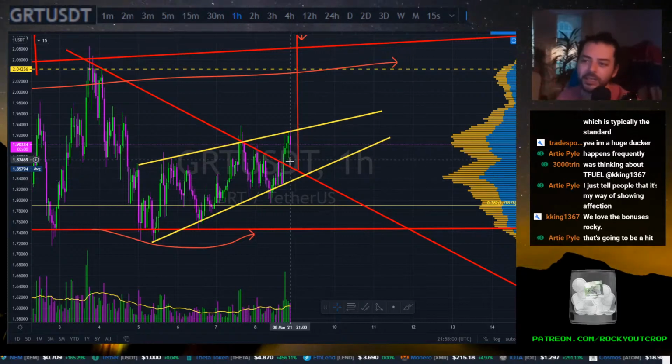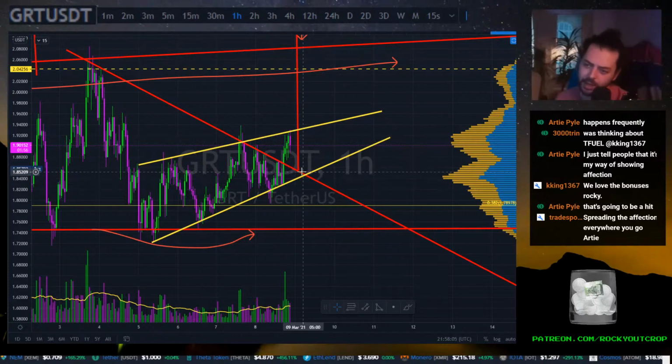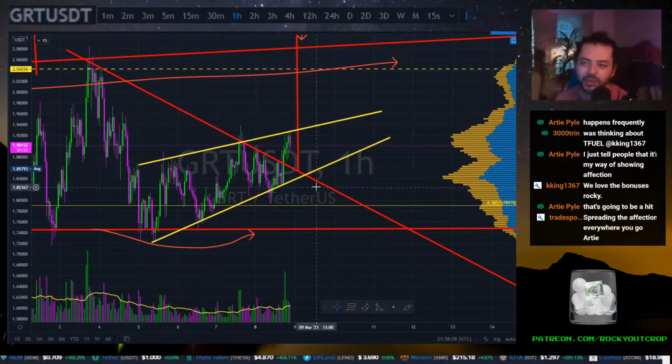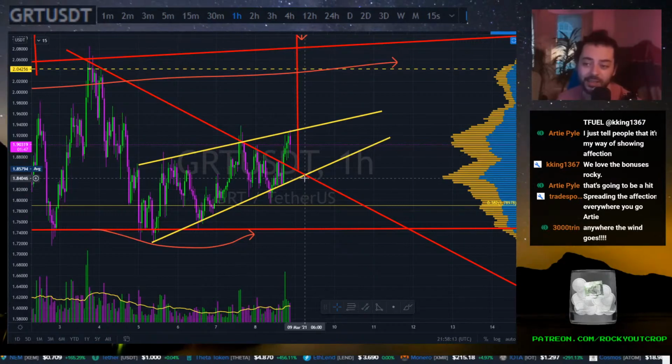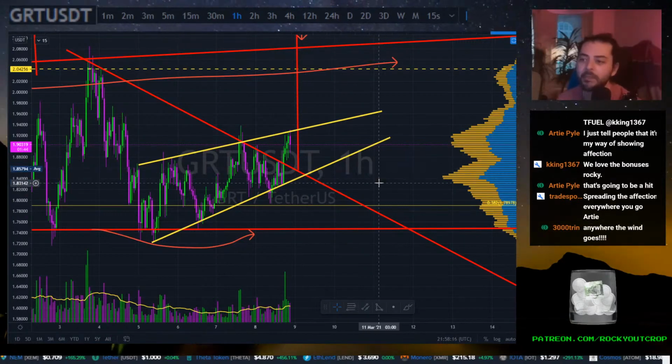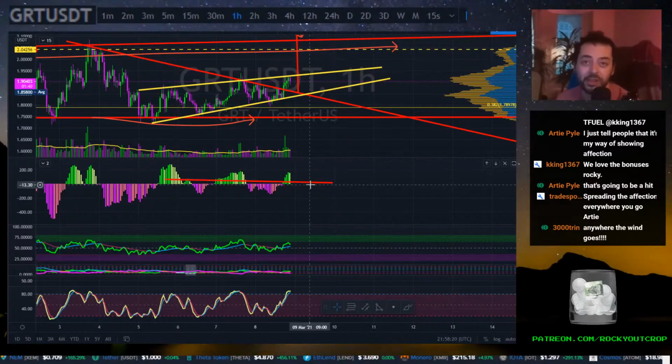The graph could easily come back down to test off of the downward sloping line of this triangle. Why is that? We're in a wedge, and this is where support would be. Bearish divergence on the back.